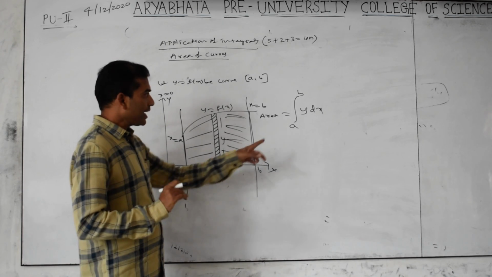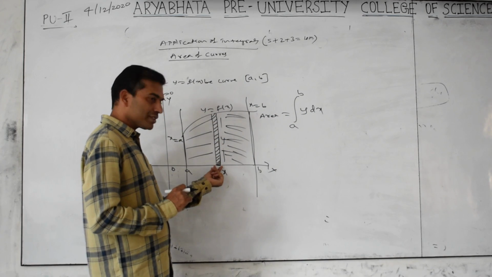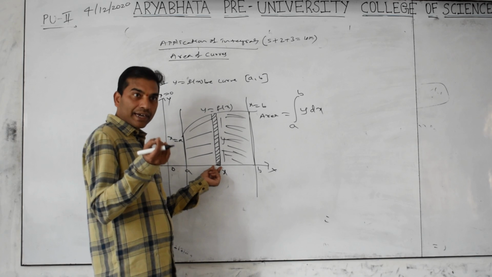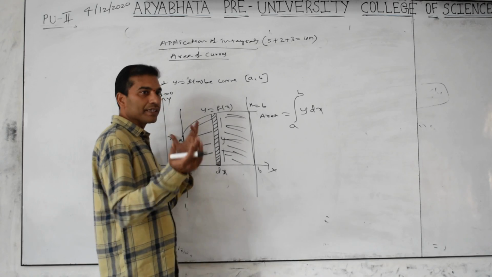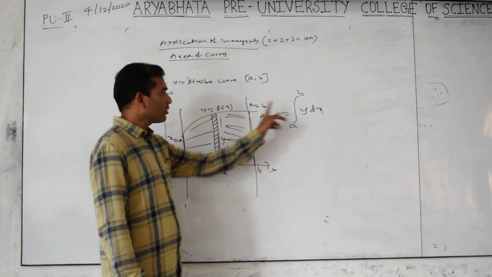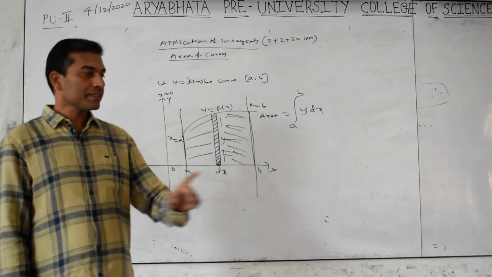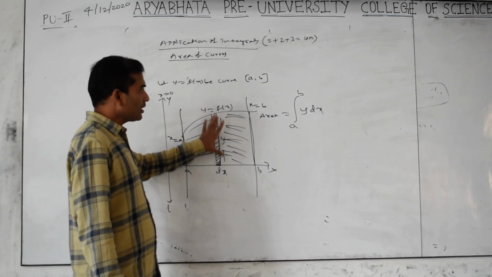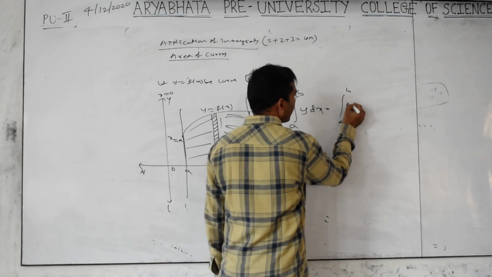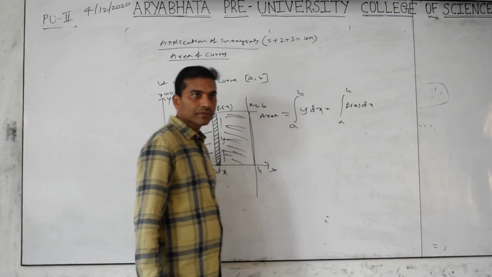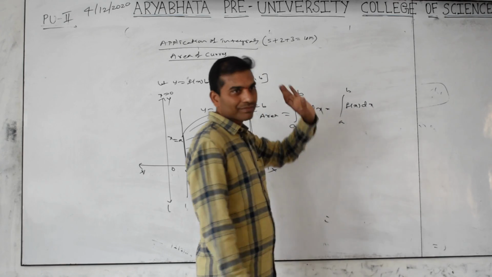Are you following? Why should I take y dx? y is the function, the length. dx is small. So it is the area of a small rectangular strip. Then to get the whole area, we apply the boundaries, the limits from a to b. Then we will get the whole area, the integration from a to b of y dx. y is nothing but f of x. So we can write here the integration from a to b of f of x dx. Understood? With dx means with x limits.